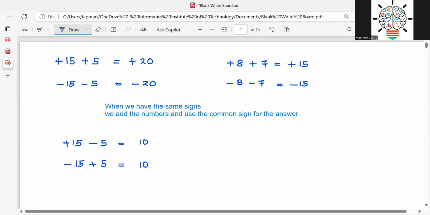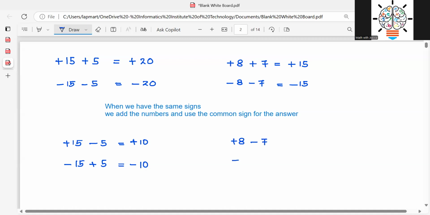When I take 5 and 15, those two digits, we know 15 is bigger. I'm just looking at the digit, not the value or the sign. If I take just the digit, 15 is the bigger digit. Here 15 is positive, therefore my answer is positive 10. In the next example, the 15 has the negative sign, therefore my answer is negative. We'll do another example. Let's say you have positive 8 and negative 7.